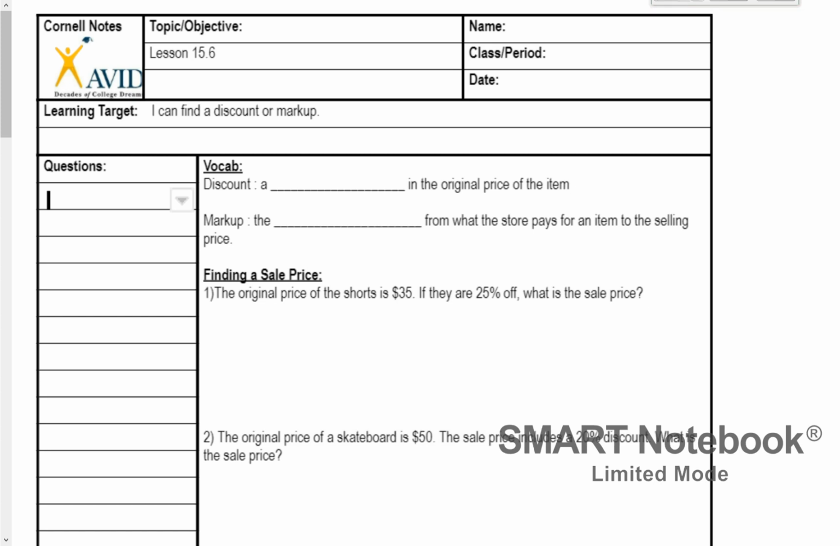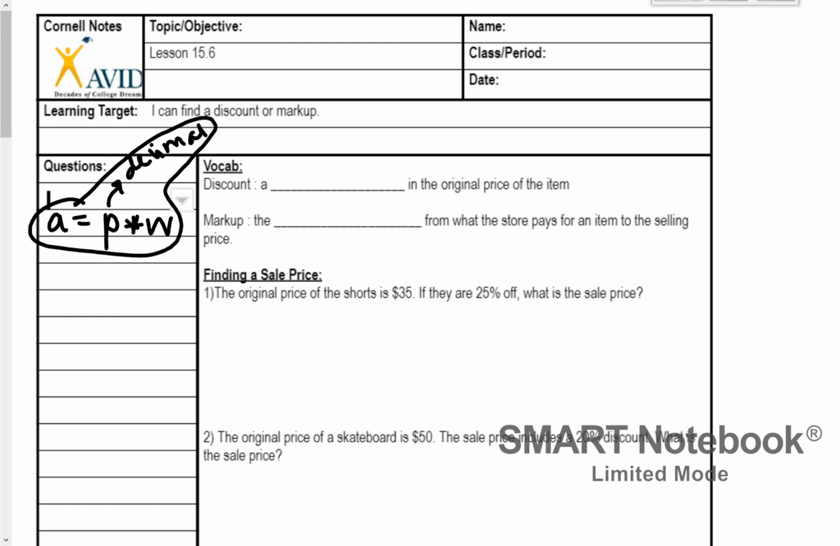All right, in today's lesson, we're going to be talking about discounts and markups. In order to do that, we're going to be using the percent equation. Remember, that was part equals percent times the whole, and we had to take that percent and make it into a decimal in order to do that multiplying. So that's the equation that we're going to be using to solve these problems.